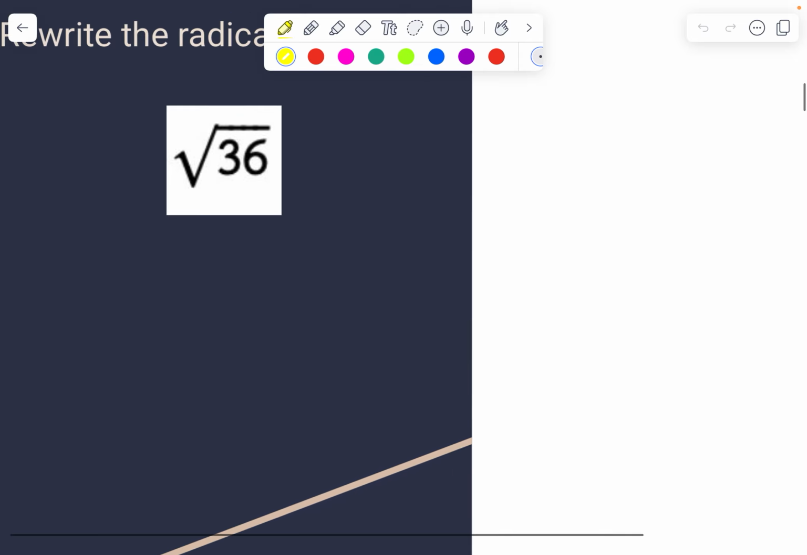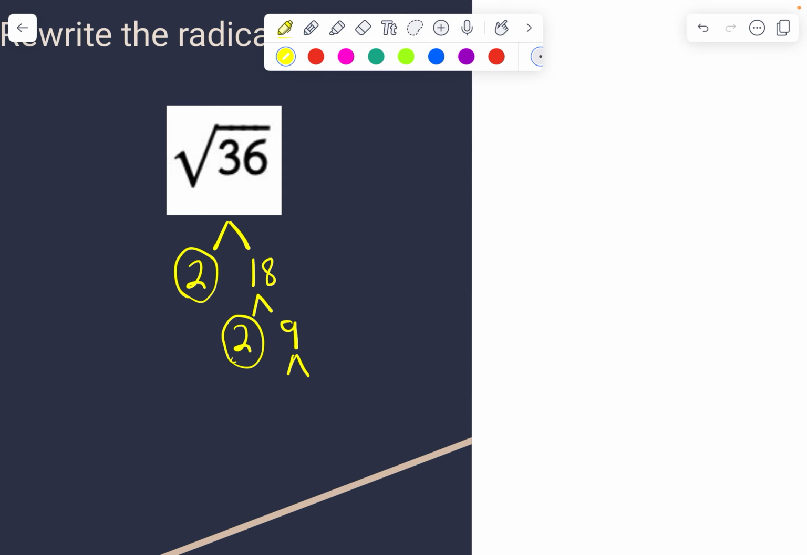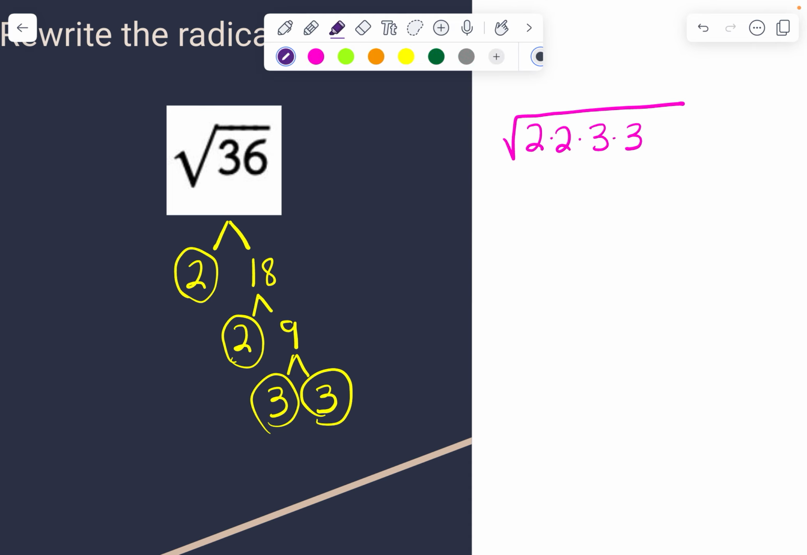Square root of 36. Remember, we want to do the prime factorization. If we look at our factors of 36, there's many we can start with. I'm just going to start with 2 and 18. 2 is prime. 18 is 2 times 9. 2 is prime. And 9 is 3 times 3, which are both prime. So then we can say this is the same as 2 times 2 times 3 times 3.